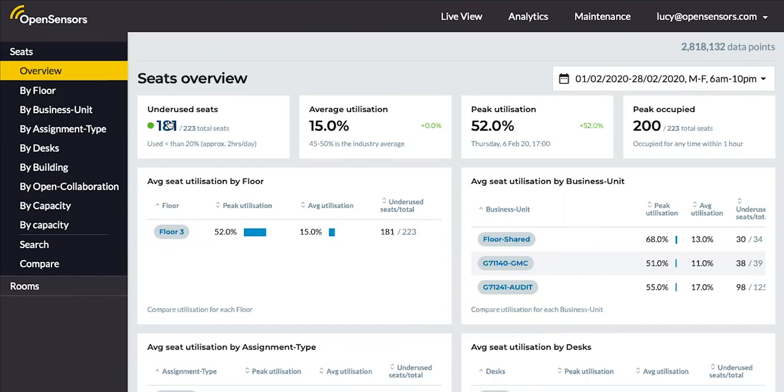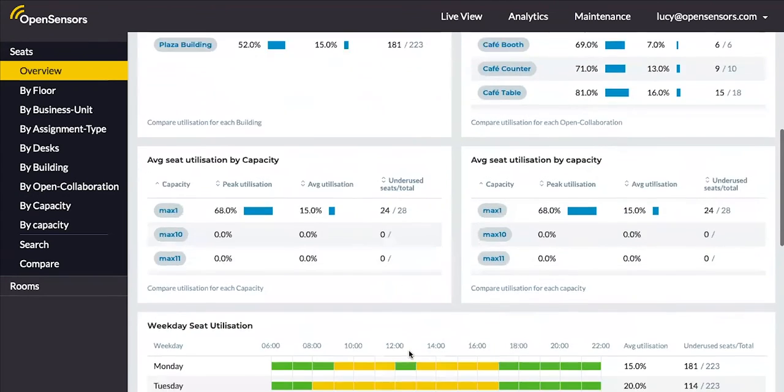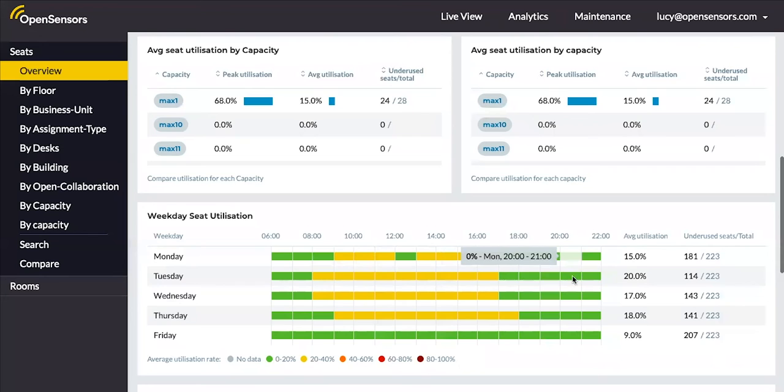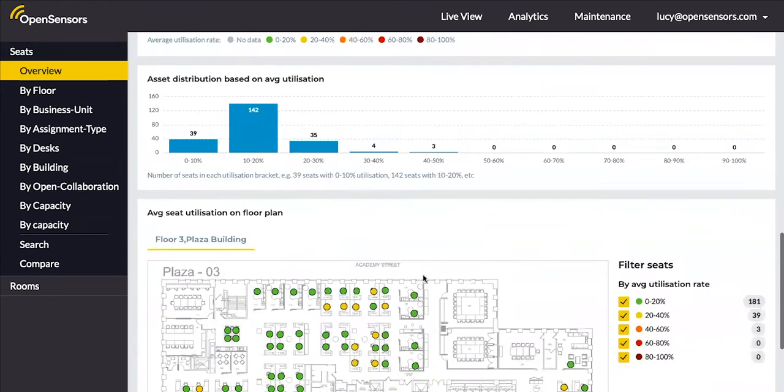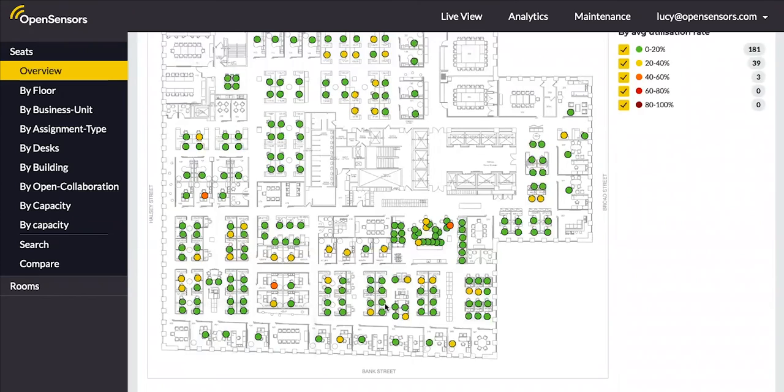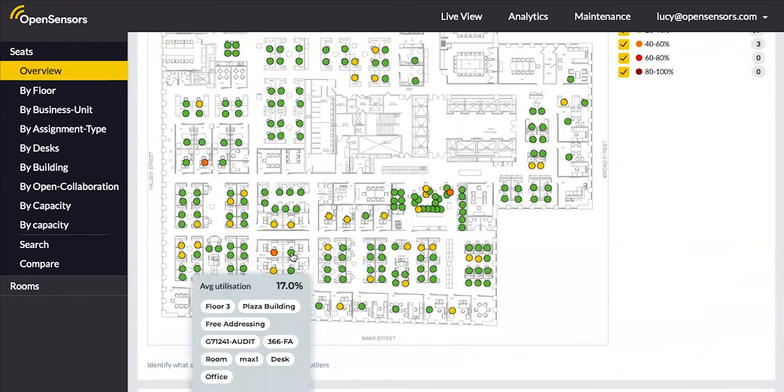At the top, you can see an overview of underutilised seats, average utilisation, peak utilisation, and peak occupied. And you can scroll through to see by the day of the week how that utilisation is. And also you can drill into it by asset or onto the floor plan, of which you can go through on the granularity of a single desk should you so wish.